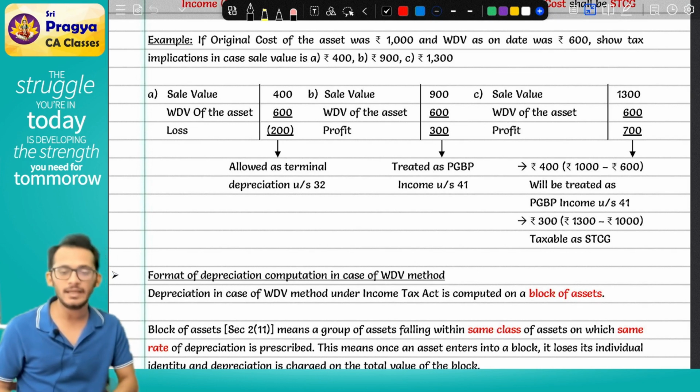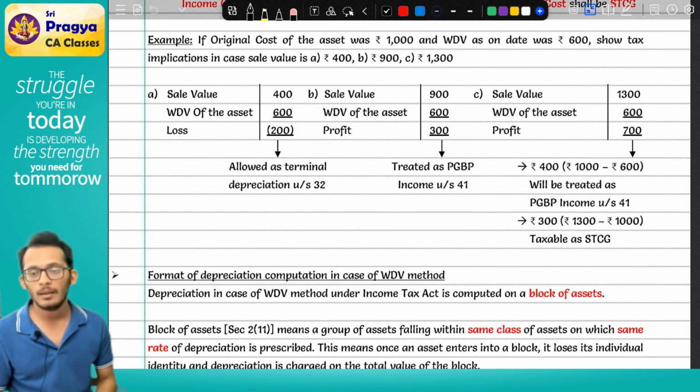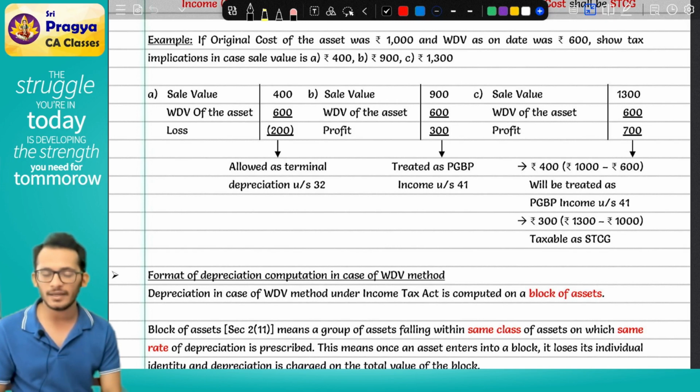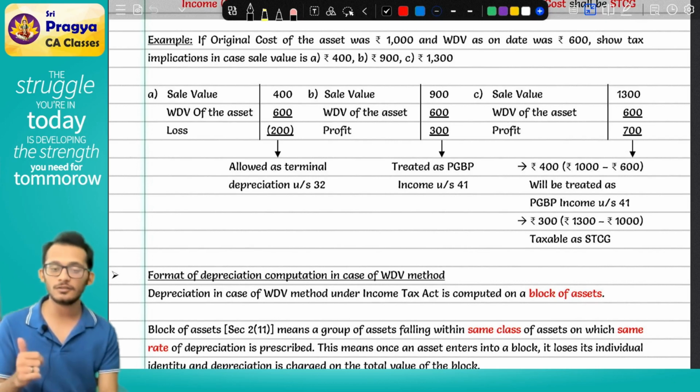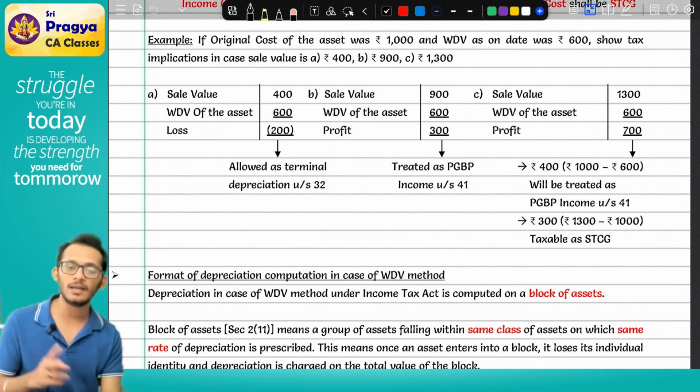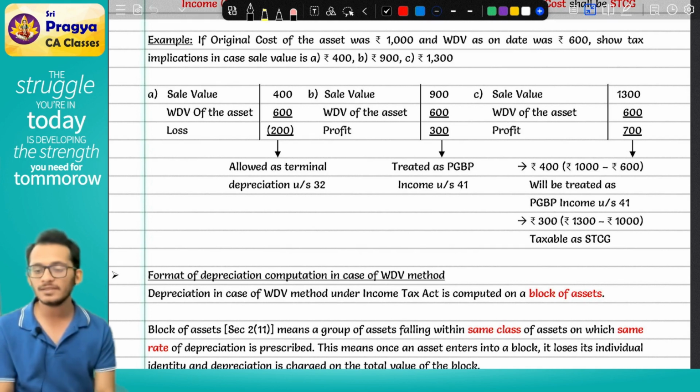Last scenario, I'm saying my asset was worth 1000, my depreciation is 600 WDV, my sale value today is 1300. I will say, boss, you have sold it beyond the cost also, which means depreciation, whatever you claimed, should be reversed. How much depreciation did I claim?